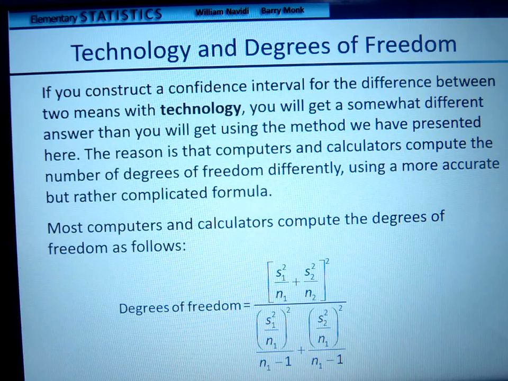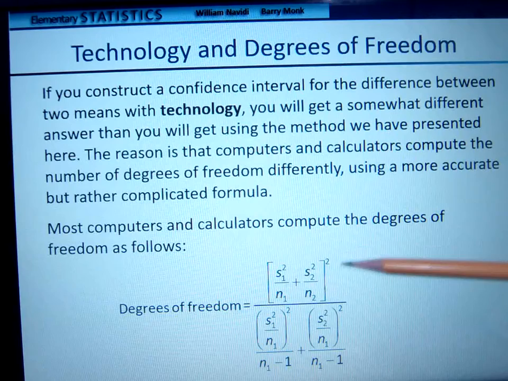Now, if you construct a confidence interval for the difference between the two means with technology, you get a somewhat different answer than you'll get using the method we presented. The reason is that computers and calculators compute the degrees of freedom differently, using a more accurate but more complicated formula. So most computers and calculators compute the degrees of freedom as follows.